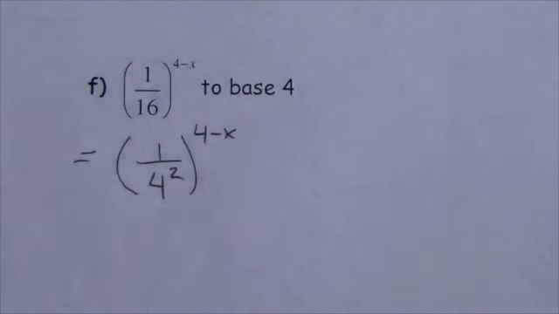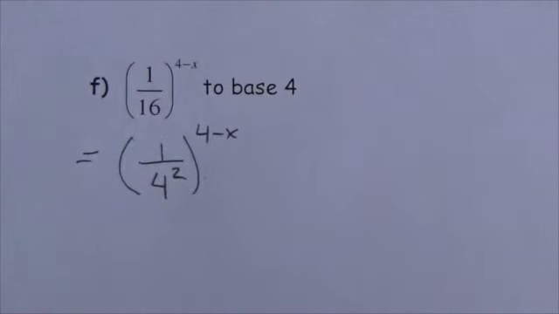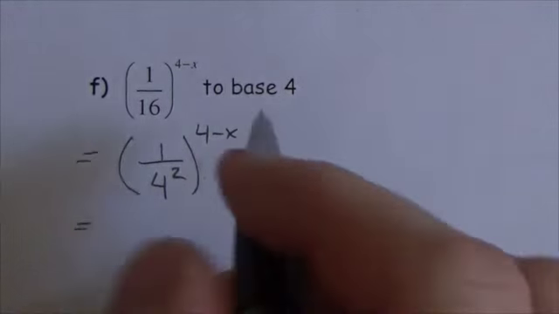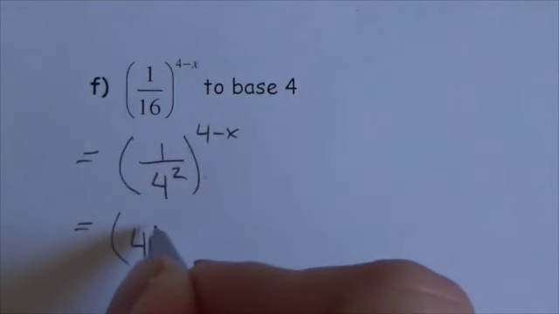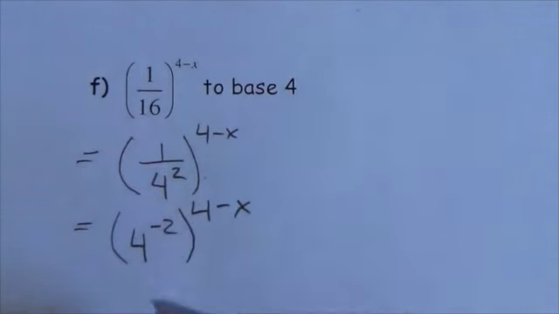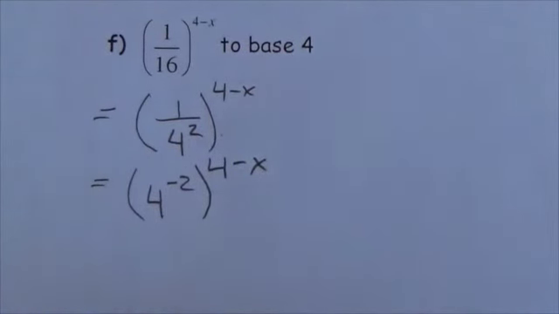Every other question that I've just done, when it said convert it to a base 3, my final answer was a power of 3. See, this isn't. This right now is still a power of 1 over 16. So I can make this a base 4 by bringing the 4 up into the numerator, by making this 4 to the negative 2, and then that's still to the 4 minus x. Now this is still 1/16, but now it's written as a power with a base of 4.